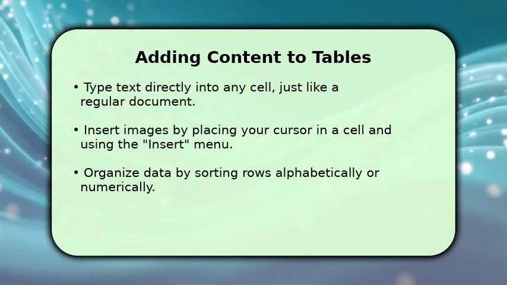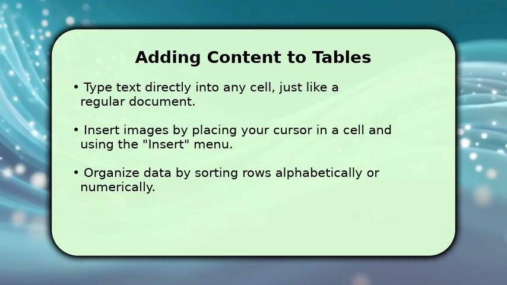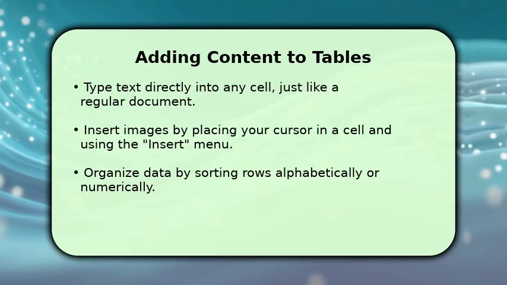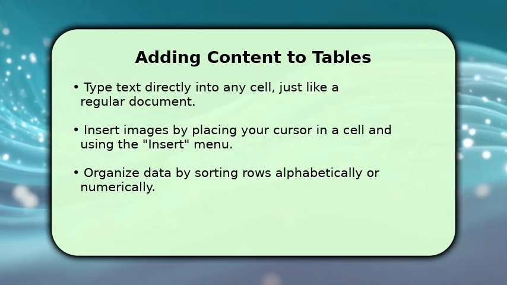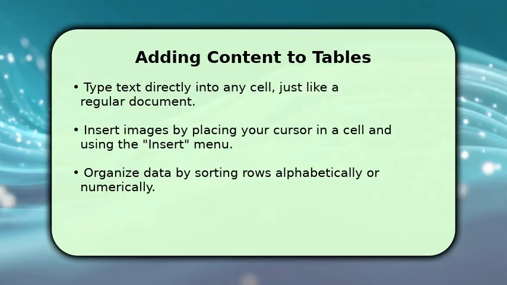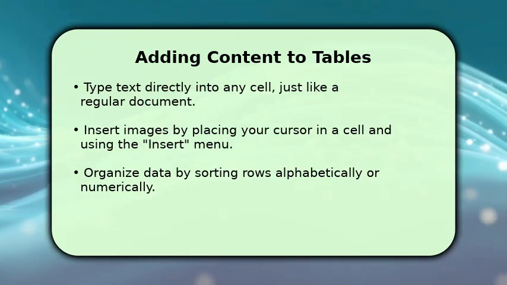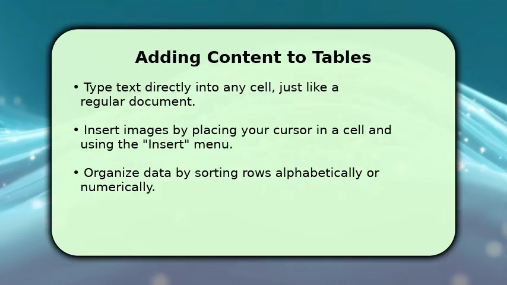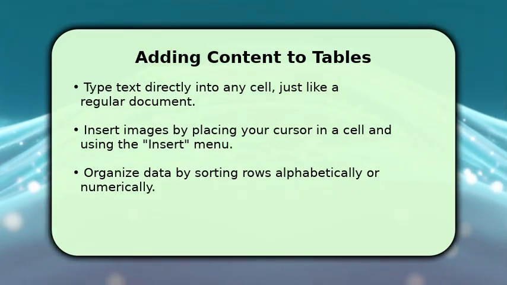Now that your table is styled, it's time to add content. You can type text directly into any cell, just as you would anywhere else in your document. To add visuals, simply click inside a cell, go to the Insert menu, and select Image. You can also organize your data efficiently. For instance, you can sort rows alphabetically or numerically by selecting the rows, right-clicking, and choosing Sort Table. This helps keep your information neat and accessible.